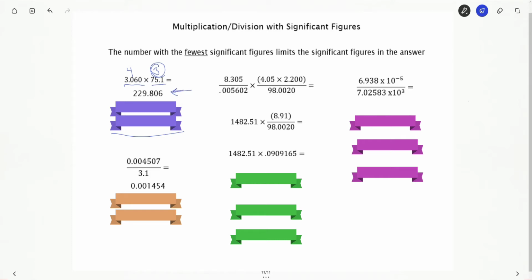Well, again, if I look at what my calculator gave me, I have 1, 2, 3, 4, I have 6 sig figs. So way too many sig figs. All right, if I'm going to have 3 sig figs, that means I'm going to need to round to the ones place, and that's going to round my answer to 230. Now we need to be careful here because that trailing 0 is not significant.